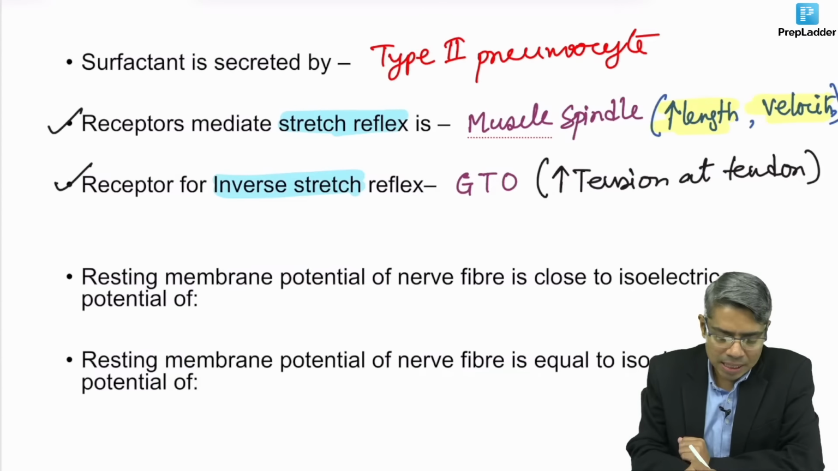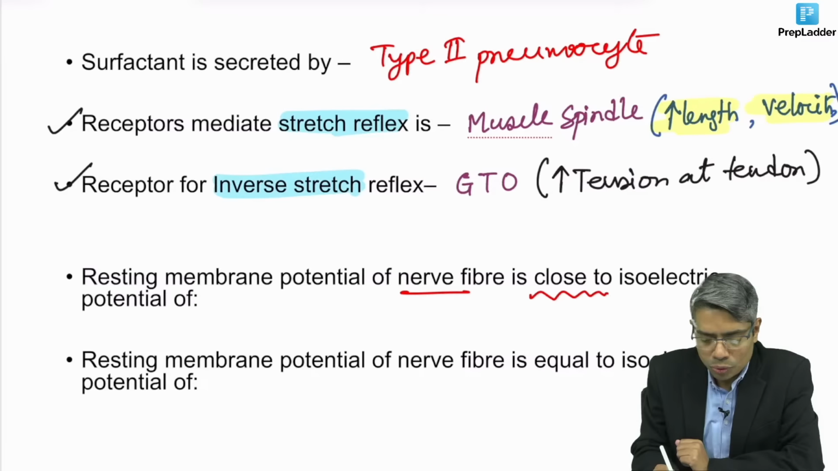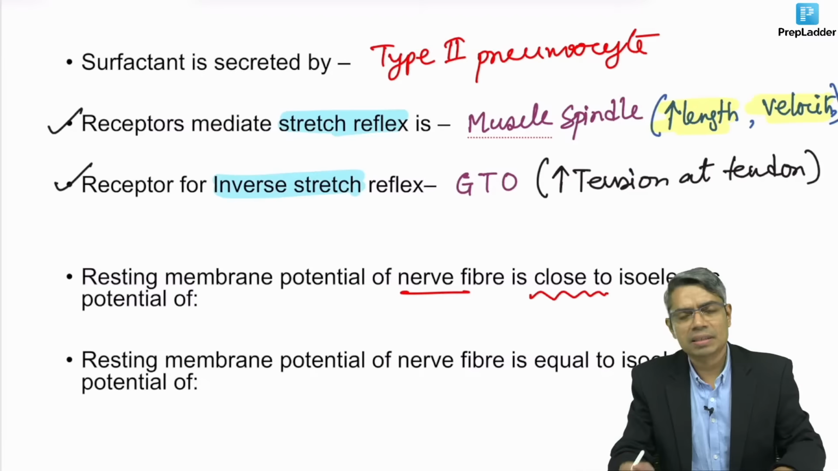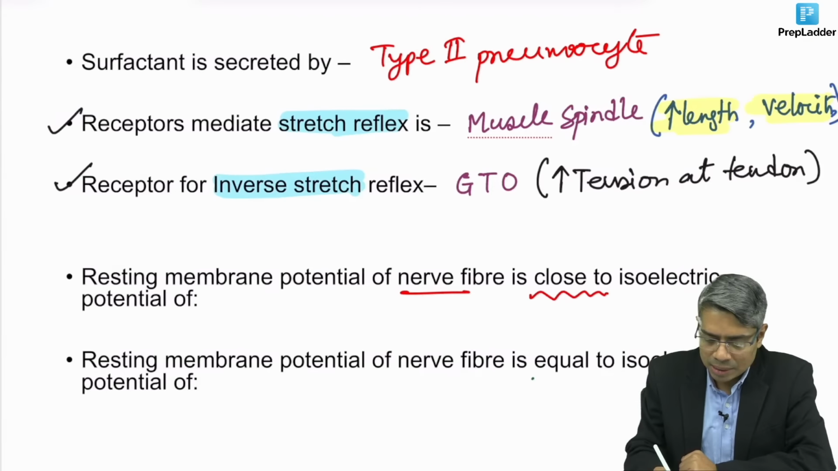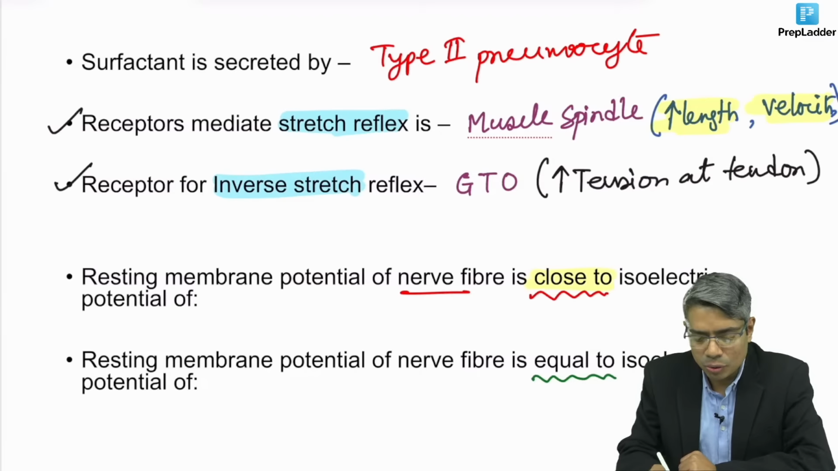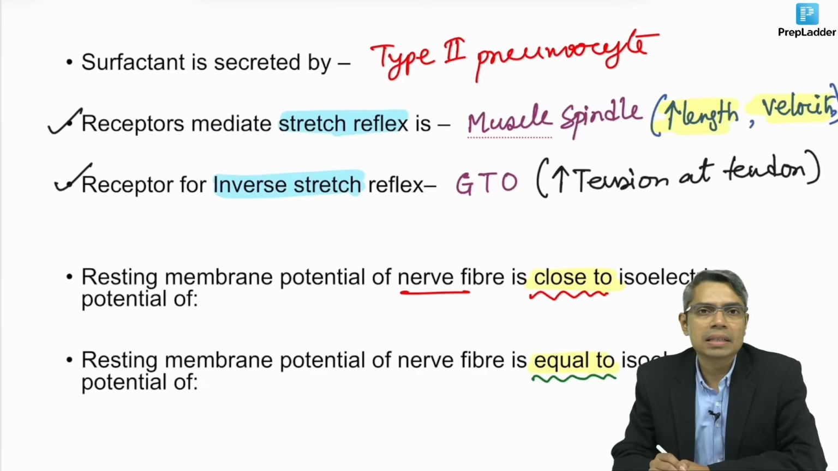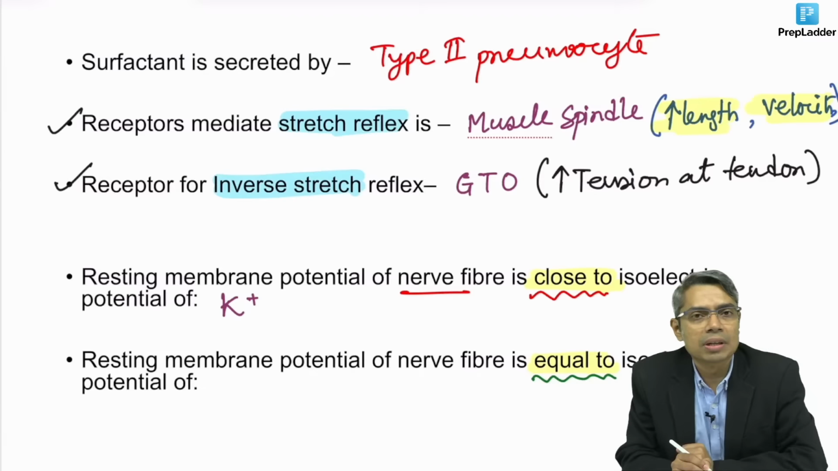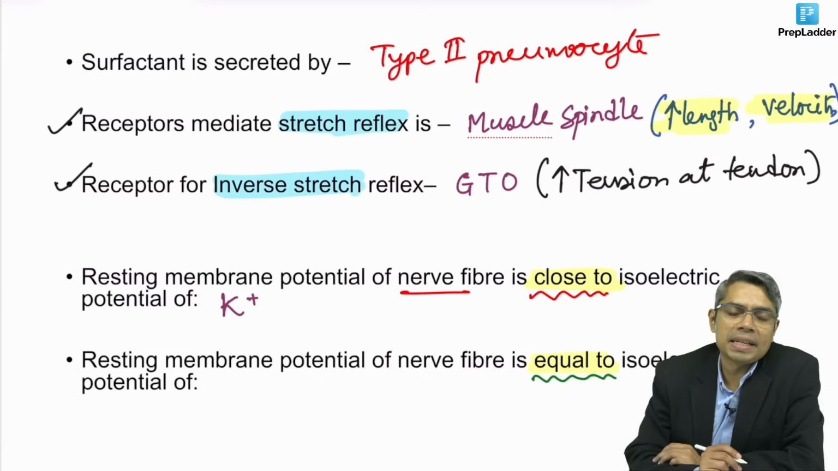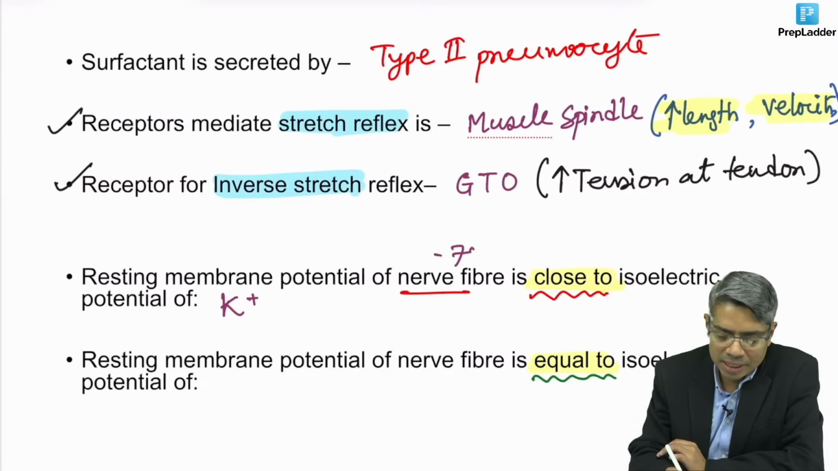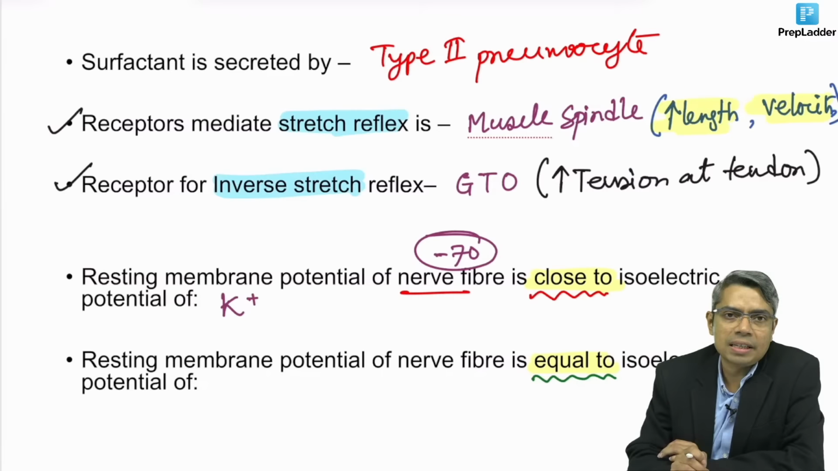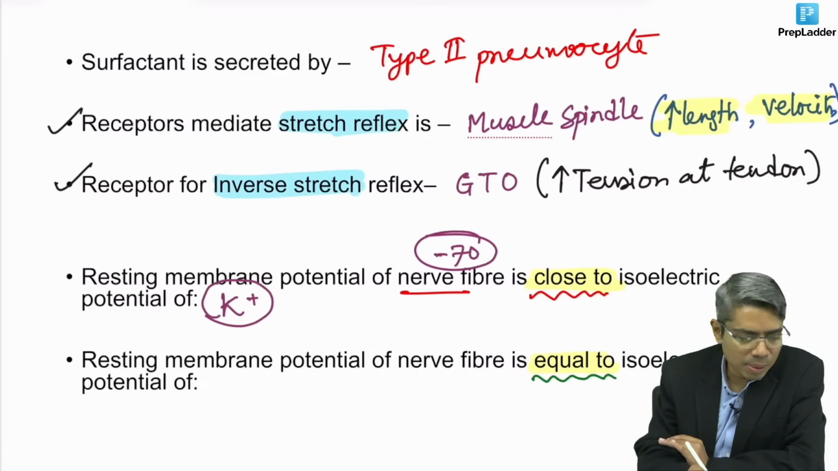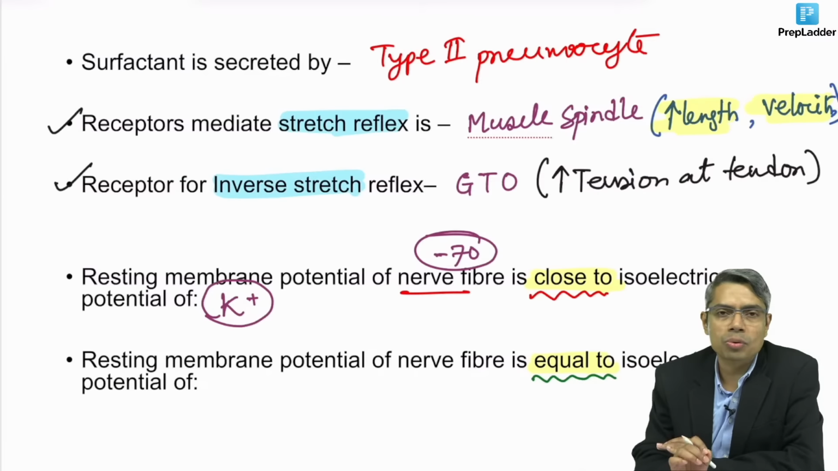Next one: the resting membrane potential of a nerve fiber is close to which equilibrium potential. Multiple times in every session I discuss this line. There are two similar types of question. In one the statement is close to the equilibrium potential, and in the other it is equal to. Whenever it is close to, your answer is always the potassium equilibrium potential. You may say the potassium equilibrium potential is minus 90, sir, and the RMP of the nerve fiber is minus 70, how is it close? The question asks which ion's equilibrium potential the RMP is mainly close to, and the answer is the most permeable ion through the cell membrane. The most permeable ion through the cell membrane is potassium. That is why the answer to the close to question is always potassium.